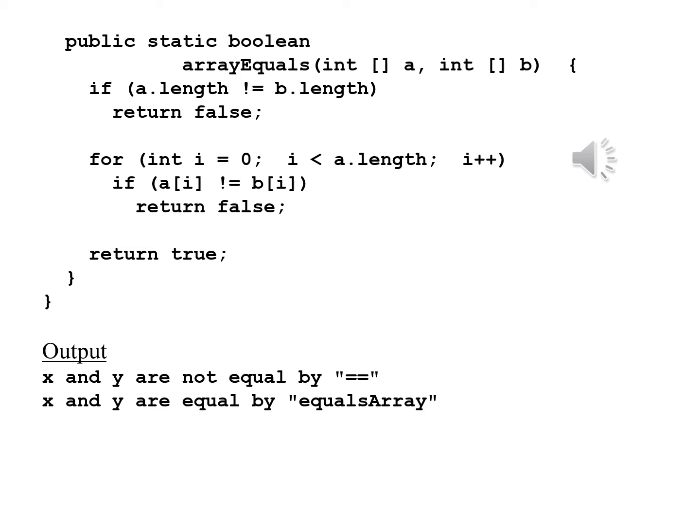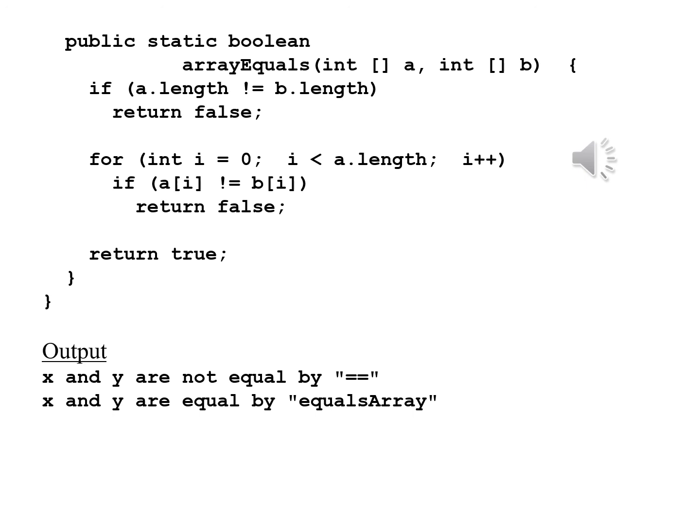The method begins: public static boolean arrayEquals(int[] a, int[] b). So we are going to take in two arrays a and b, and we will return true if they are equal and false if they're not. The first thing we have here is if a.length is not equal to b.length, return false. If the arrays are not the same length, they cannot be the same.